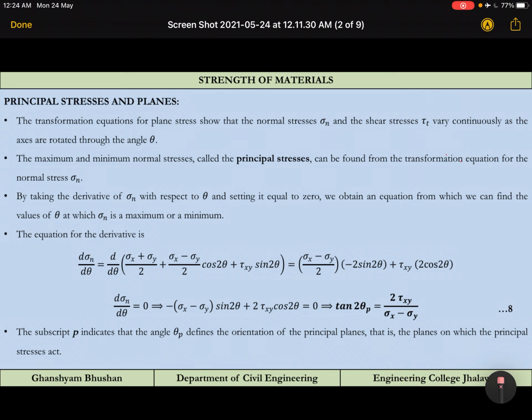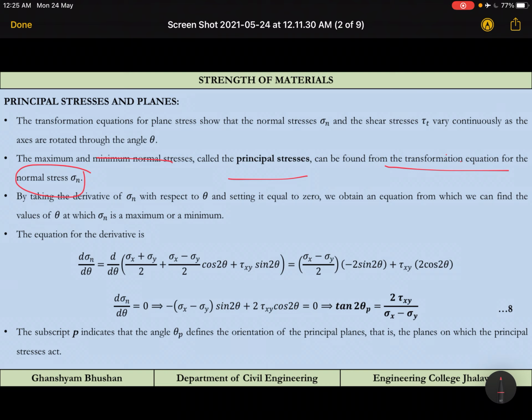Now, the maximum and minimum normal stresses are called principal stresses. Out of all the planes there has to be a plane which carries the maximum normal stress, and one plane with the minimum normal stress. These planes are termed principal planes, and the respective stresses are termed principal stresses. These can be found from the transformation equation for the normal stress.